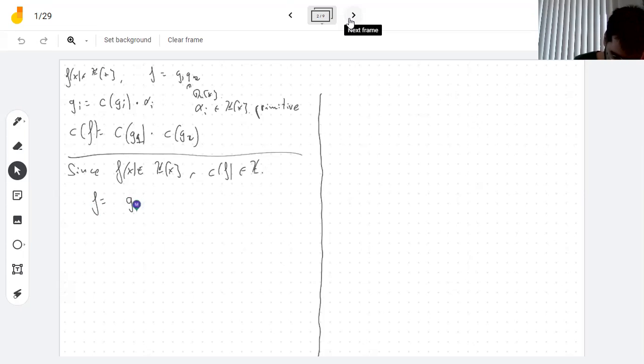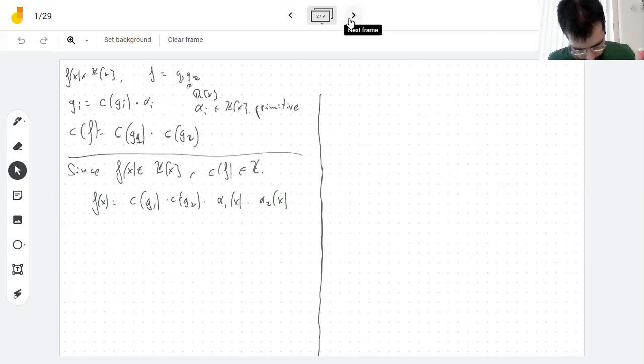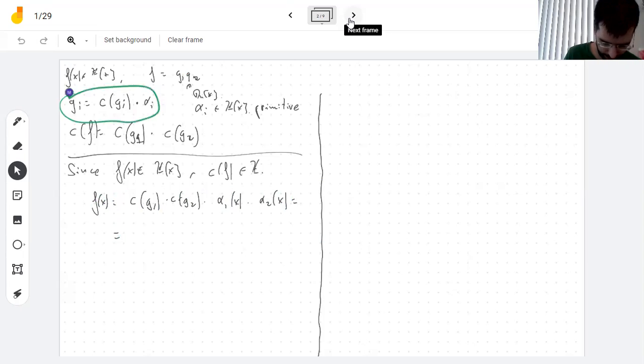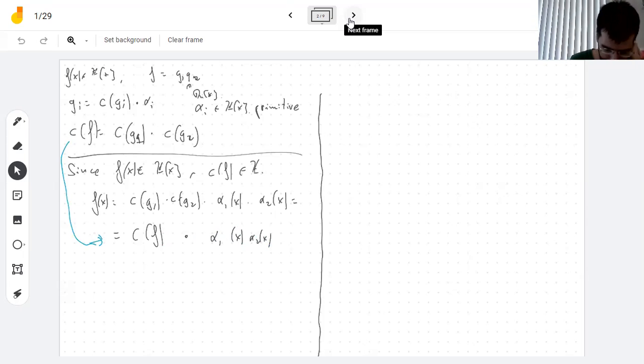So I know, let's see how we organize this. So we know this comes from factoring and then substituting G's as each of these, and then we said the product of these two contents is the content of F. So now we're saying F is a product of an integer, a primitive polynomial, and another primitive polynomial. And I believe we're done.